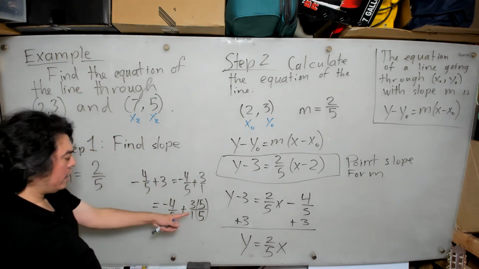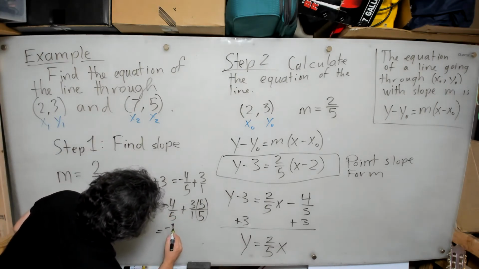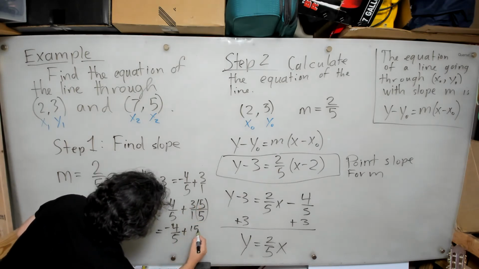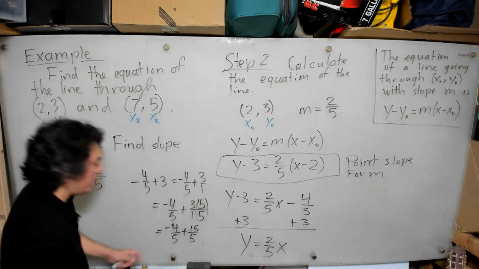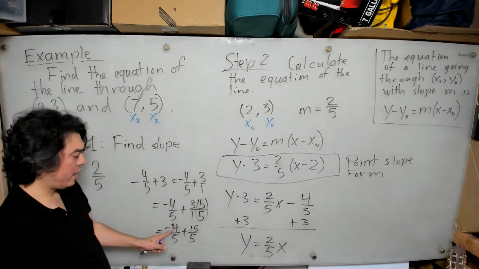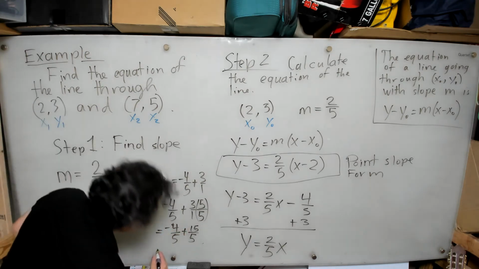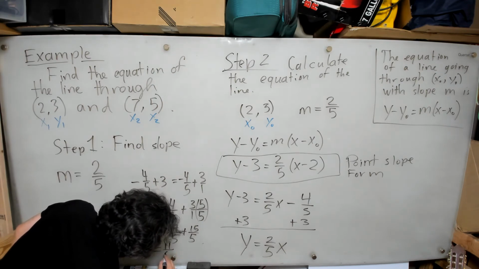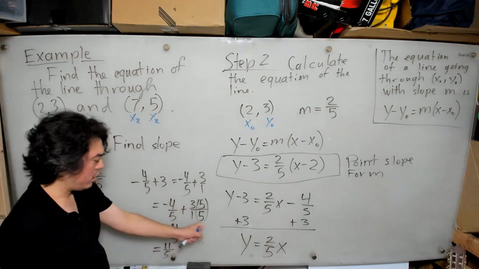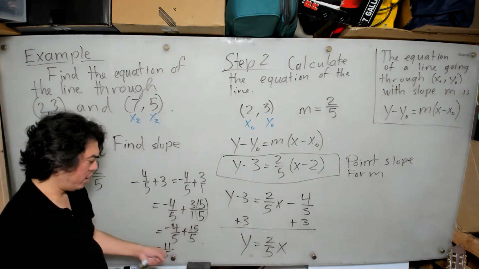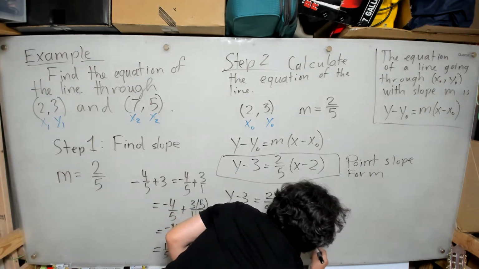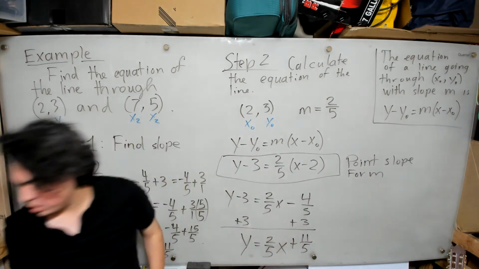This can then be written as negative 4/5 plus 3 times 5 is 15, 1 times 5 is 5. Then I have negative 4/5 plus 15/5. So that's going to be negative 4 plus 15 is 11 over 5. And it's positive, right? Because the 15 over 5 is larger in absolute value than the negative 4/5. So the sum is going to be positive. So plus 11/5.